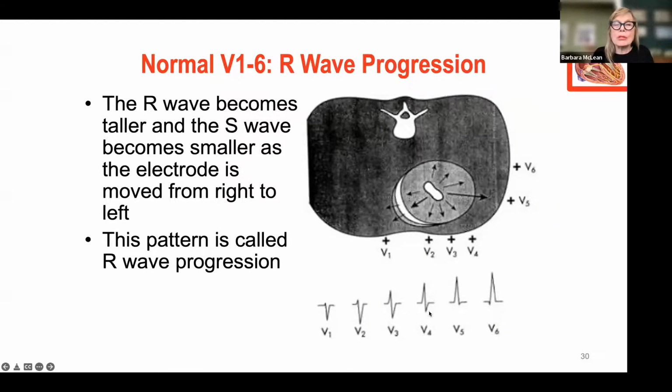Normal zone of transition, normally V3, V4, meaning more upright than downwards. Might happen in V3, might happen in V4, either one is good. If it happens in V1 or V2, you've got a problem. The most common problem is right bundle branch block. If zone of transition happens in V5 or V6, you have a problem. The most common problem is that you've infarcted your anterior septum or your anterior wall.